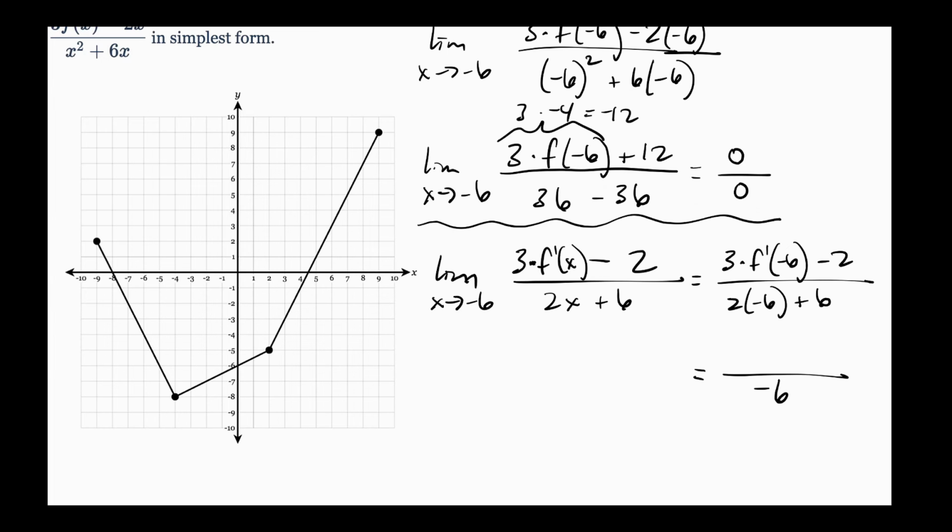Instantaneous rate of change. That's what it is, right? It's the first derivative. It's the instantaneous. So at negative 6, what is the derivative? Well, let's go find the derivative.